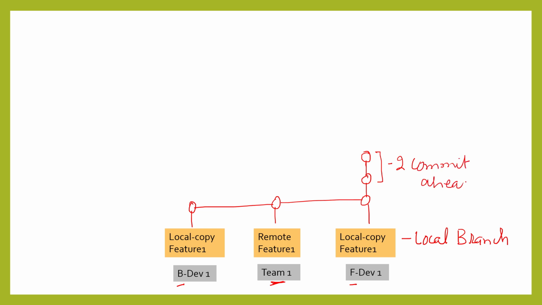So it means these 2 commits are not present in the remote feature. So he can push this to the remote feature, whether they are working with the merge strategy or the rebase strategy. That depends, and we will discuss this in later videos.